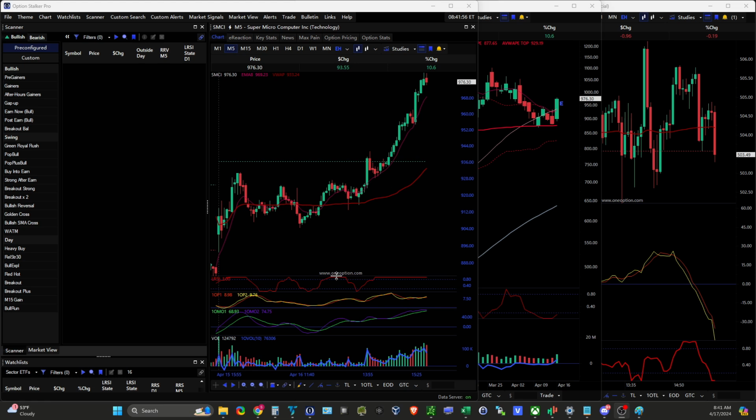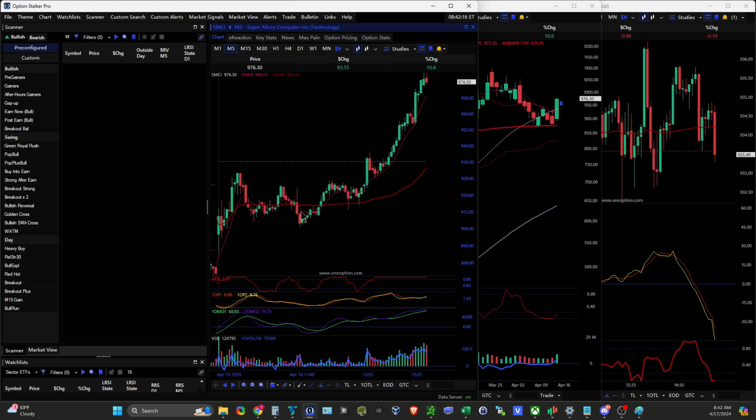This is a chart. Why do we use a chart? Because it plots price and the price action. So here you can see I have SMCI. I've got the 5-minute chart right here. And then here's price moving throughout the day. I'm going to get into what every single piece of this means.